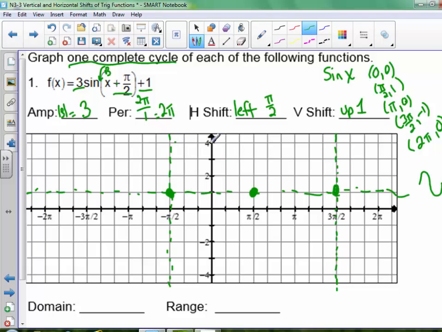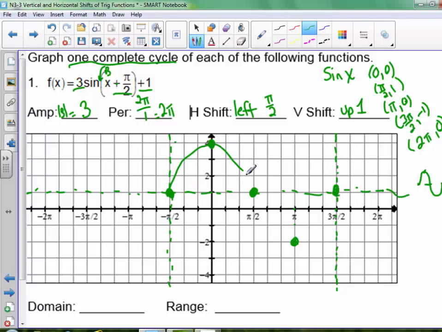Somewhere up in there, and what we know is that this point is halfway between my two 0 points, right? So from here to here is a distance of pi, so pi over 2 would be halfway. So that's where my maximum point is going to be. Then I know that my minimum point is halfway between my remaining two zeros. So that's here at pi, that's halfway, and we go down 3.